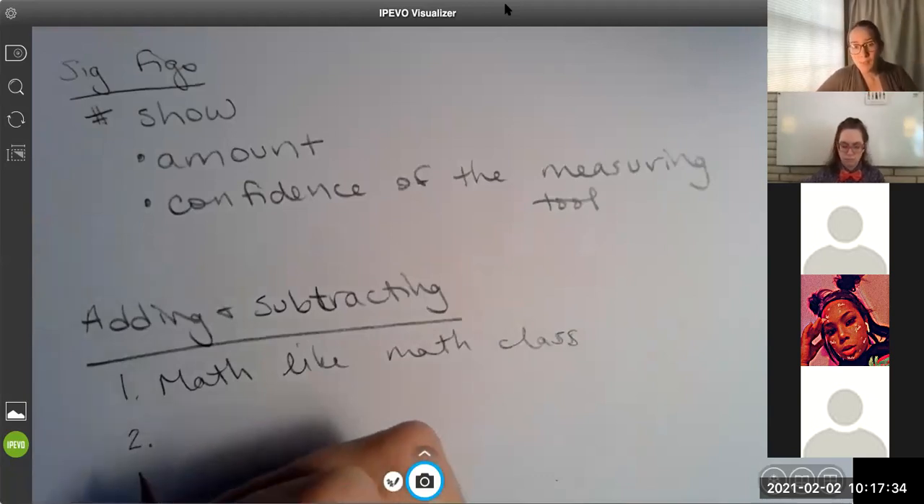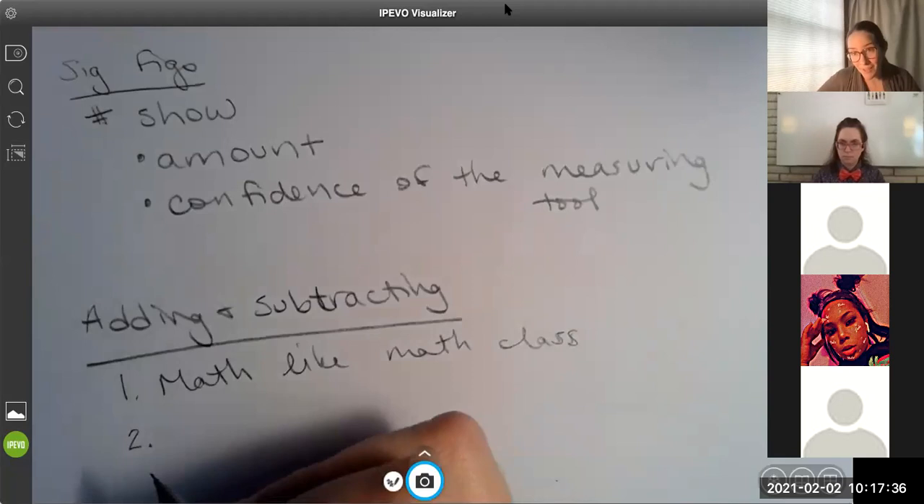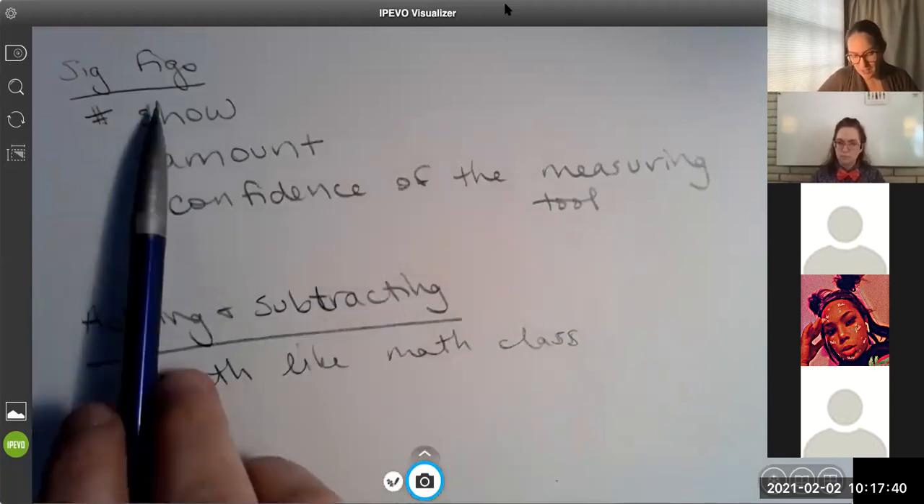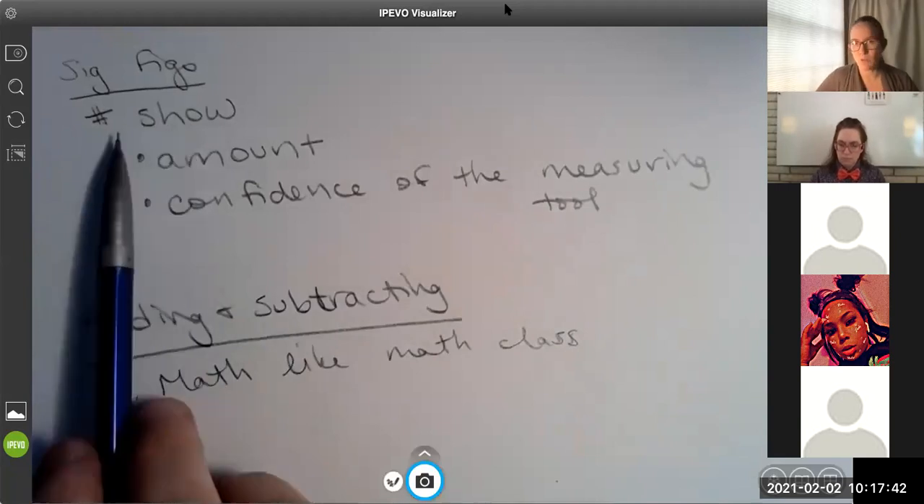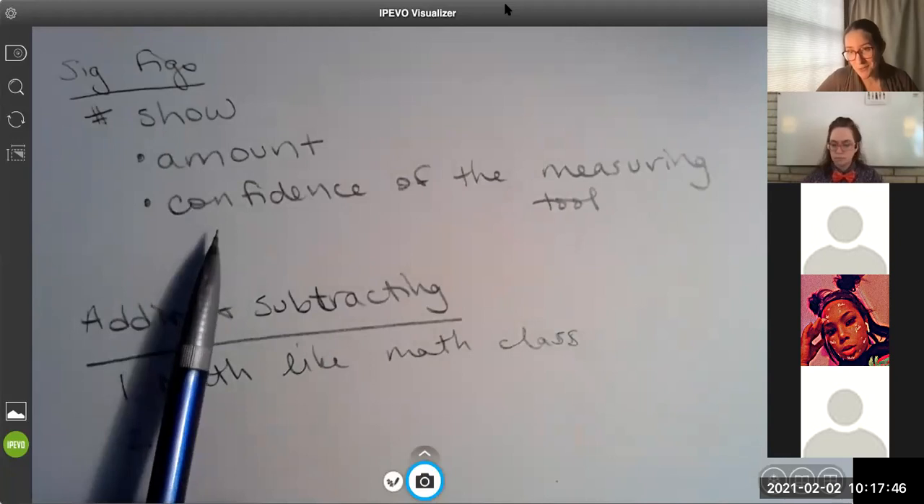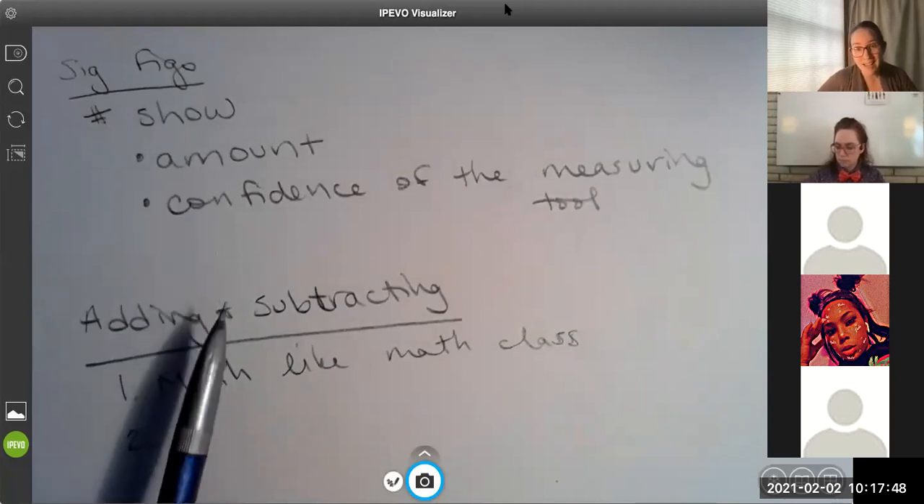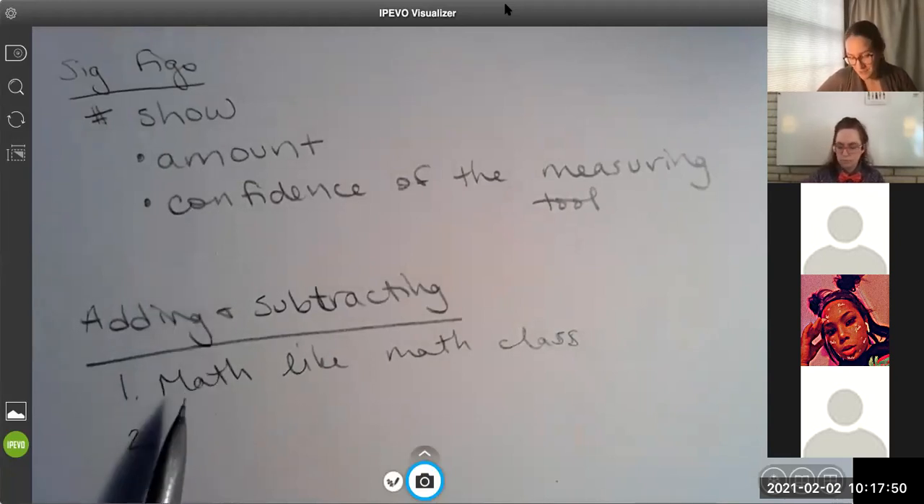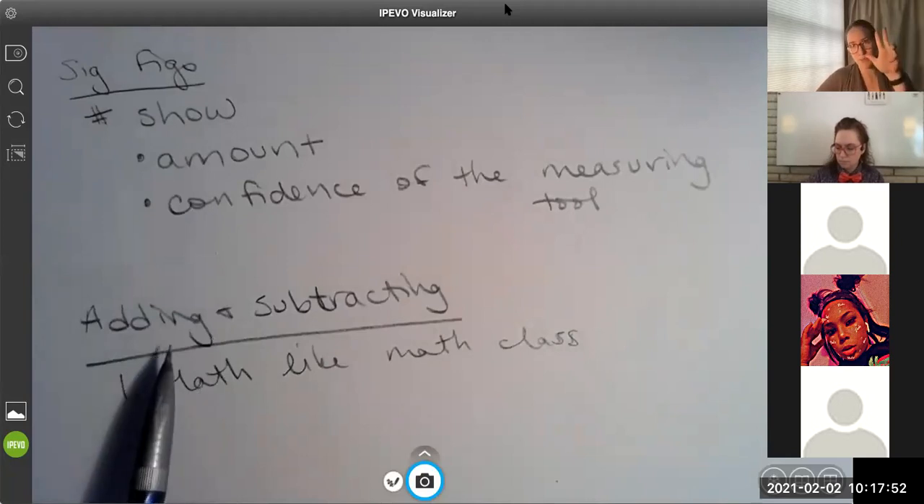So today we're doing Sig Figs math with Sig Figs. Yesterday we looked at Sig Figs. As of now, your numbers show amount, but also confidence of the measuring tool. Starting today, we're getting into math. So we're going to do adding, subtracting, multiplying, dividing. We'll do adding and subtracting first.